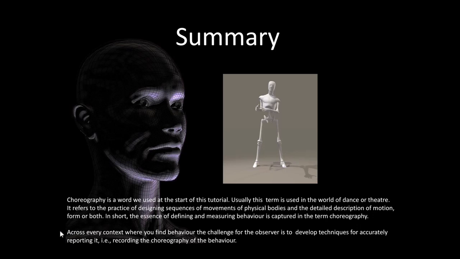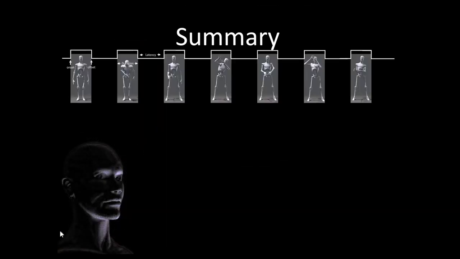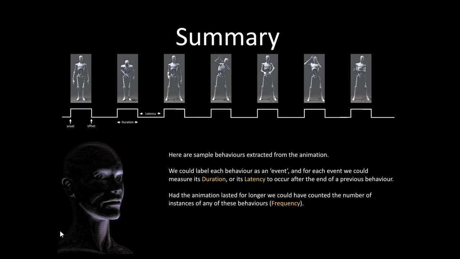Across every context where you find behavior, the challenge for the observer is to develop techniques for accurately reporting it. In other words, recording the choreography of the behavior. Here are sample behaviors extracted from the animation. We could label each behavior as an event, and for each event we could measure its duration or its latency to occur after the end of the previous behavior.